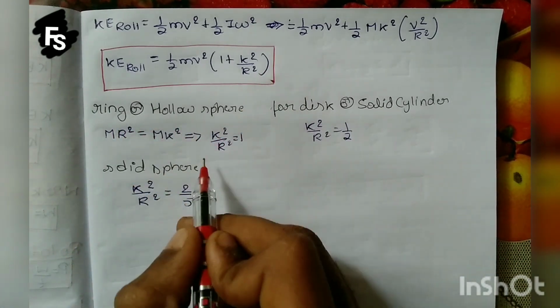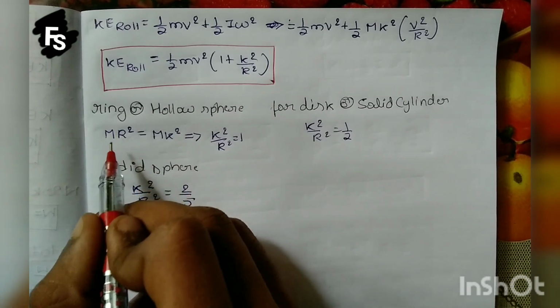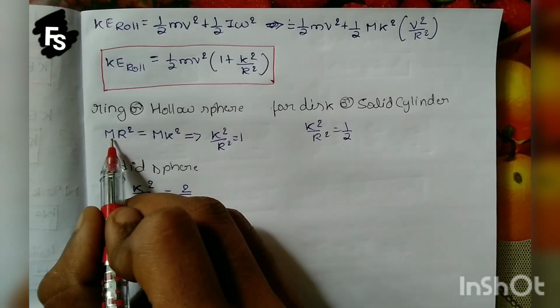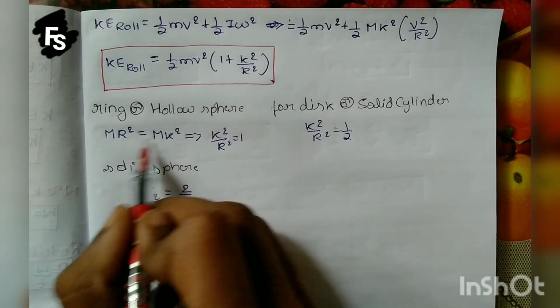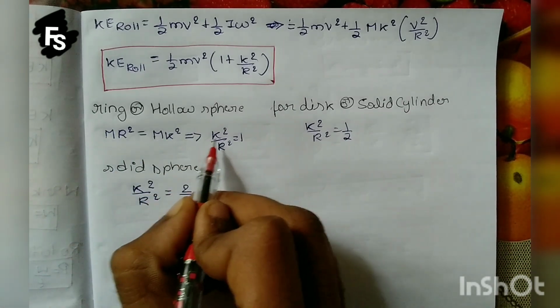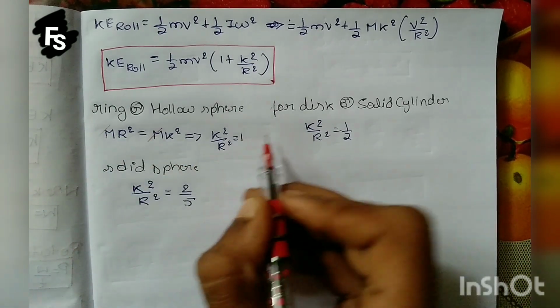Then for a ring or hollow sphere, what is k square by r square? For a ring, moment of inertia is equal to mr square, which is equal to mk square. Then k square by r square is equal to 1.